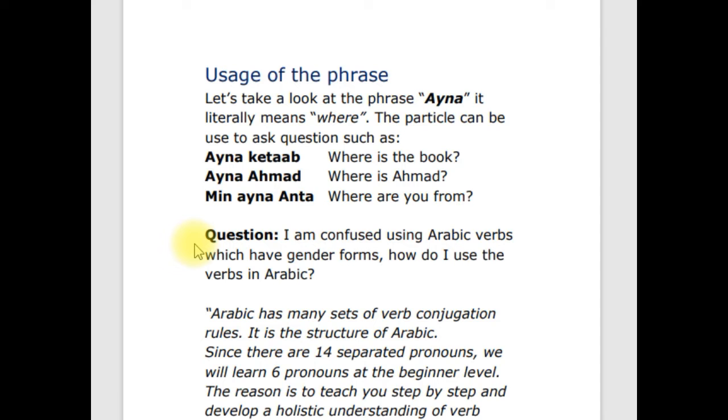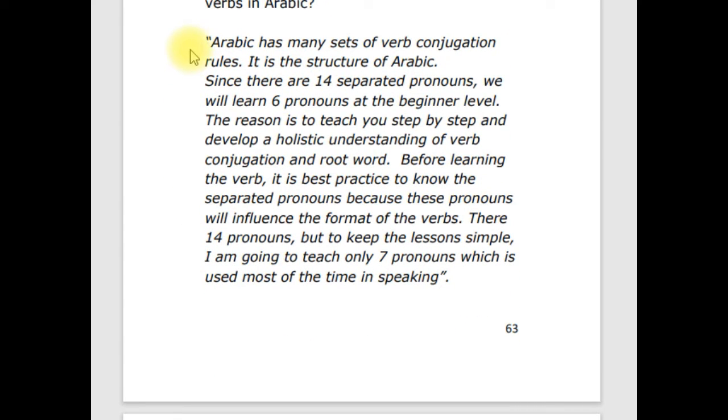Question: How do I use the verbs in Arabic? Arabic has many sets of verb conjugation rules. It is the structure of Arabic. Since there are 14 separated pronouns, we will learn only 7 at the beginner level. The reason is to teach you step by step and develop a holistic understanding of verb conjugation and root words. Before learning the verb, it is best practice to know the separated pronouns because these pronouns will influence the format of the verbs. To keep the lesson simple, I am going to teach only the pronouns used most of the time in speaking.